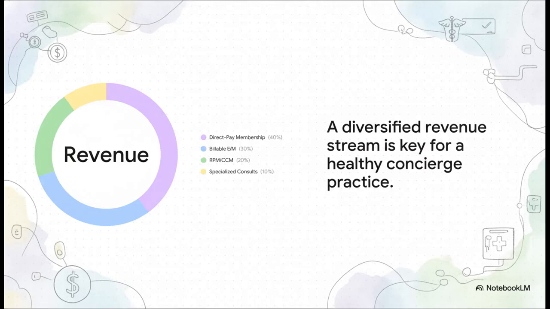So when you put it all together, your practice's revenue mix starts to look something like this. You've got that solid base from your direct pay memberships. Then you have the slice from your billable EM encounters. And then you have these really important growing slices from things like RPM, CCM, and other special consults. The big takeaway here, diversification is your friend.